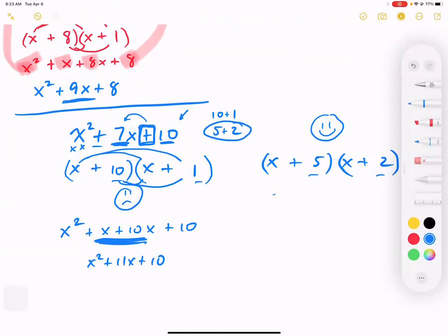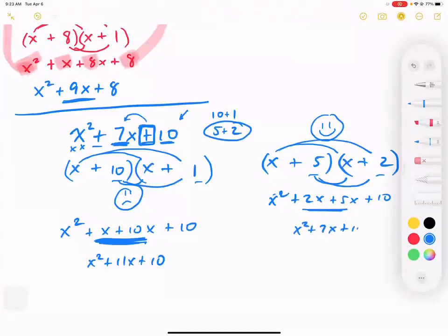On the right side though, x times x is x squared. X times 2 is 2x. 5 times x is 5x. And 5 times 2 is 10. And you can see that 2 and 5 make 7. X squared plus 7x plus 10. It really is a game here. It's a puzzle, and we're trying to figure out which of these possibilities that make up 10 would give us 7 through addition.